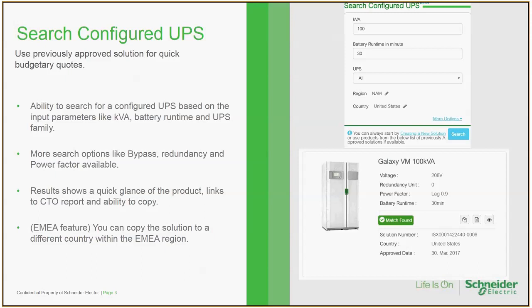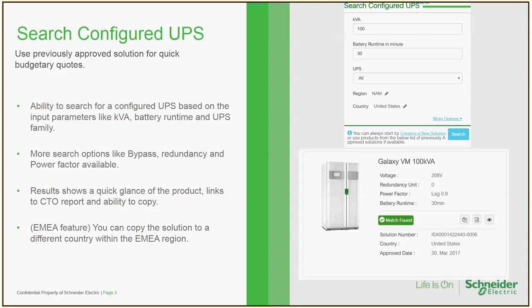Here is that typically we hear a lot from sales because they need to get a quick budgetary quote on a UPS, a 100 kVA UPS with 30 minutes runtime, right? And you need to go through the ISXD or any other configurators to create that solution and provide the quote. So that's typically what we do.